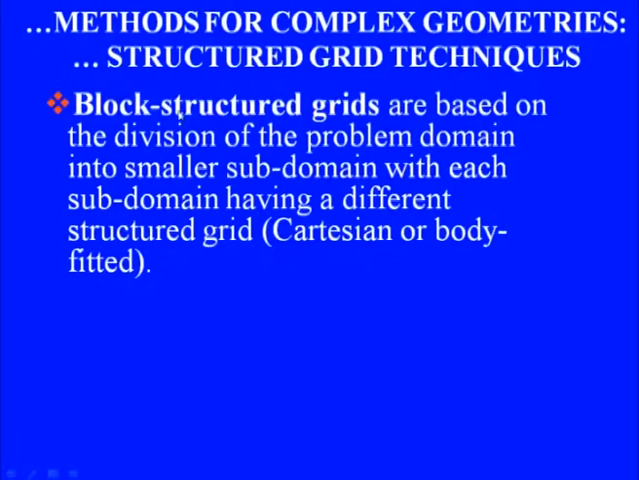So, the next thing is what we can do is, instead of trying to fit in a body fitted grid for a complex geometry at one go, we can use decomposition in subdomains, and we can have a structured grid on each of those subdomains. Now, each subdomain can have different structured grid. We can have a Cartesian grid on one subdomain and body fitted grid in another subdomain, the choice is ours depending on the geometry of the problem.